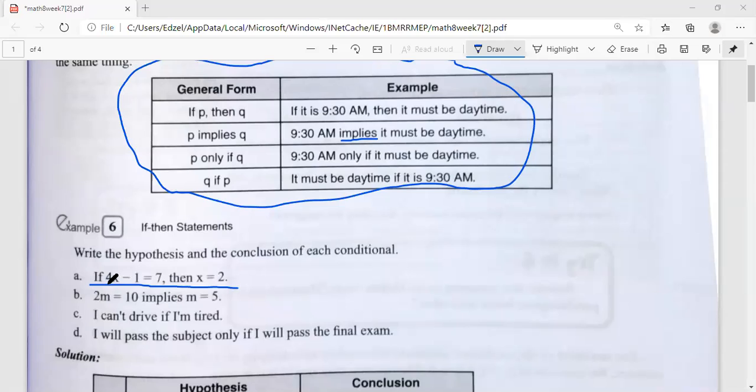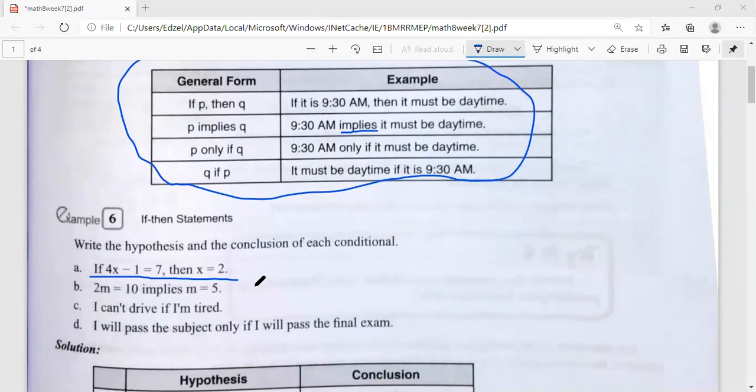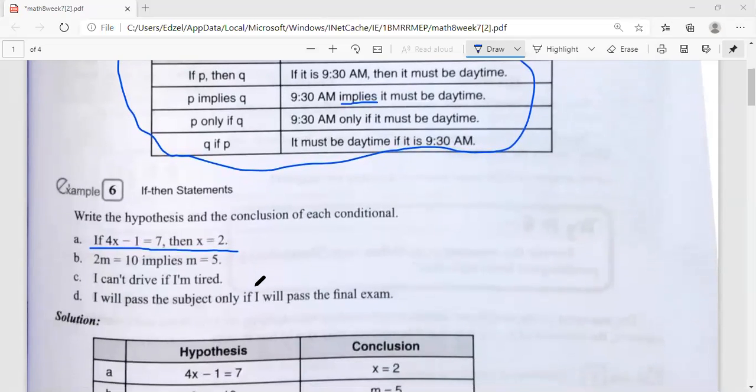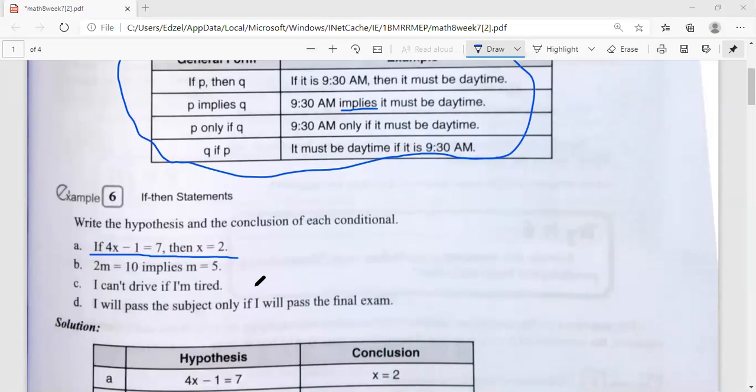So my first example, letter A: if 4x minus 1 is equal to 7, then x is equal to 2. This is an equation. Now, ang atong hypothesis in this if-then statement is, ito ang ating hypothesis.